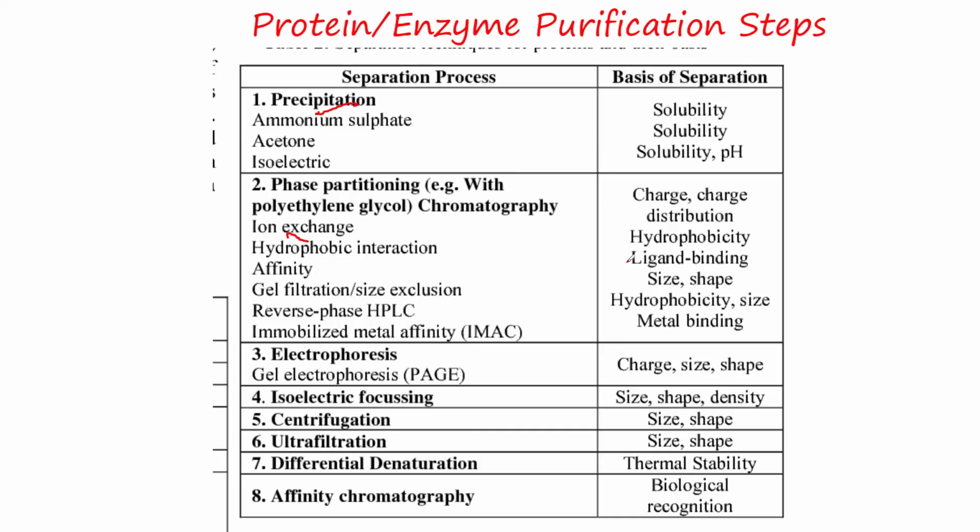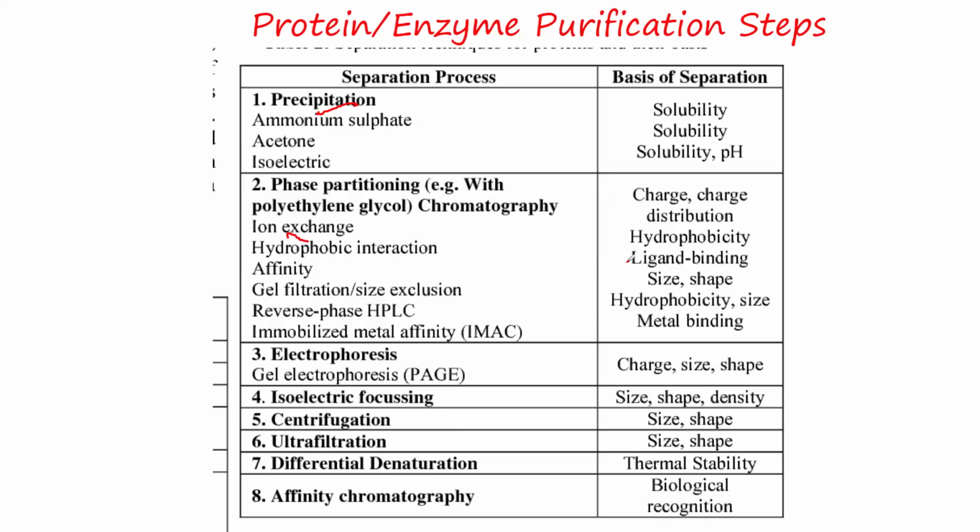So all these are the chromatographic techniques: ion exchange chromatography, hydrophobic affinity, gel filtration, reverse phase, immobilized metal affinity. They are all chromatographic techniques that you can use to separate your protein. Then we have electrophoresis, but it's not dogmatic, because sometimes if you can identify a ligand that can perfectly bind to a protein or enzyme of interest, then you can just use affinity chromatography. You don't need ion exchange chromatography. You don't need gel filtration. You don't need reverse HPLC.